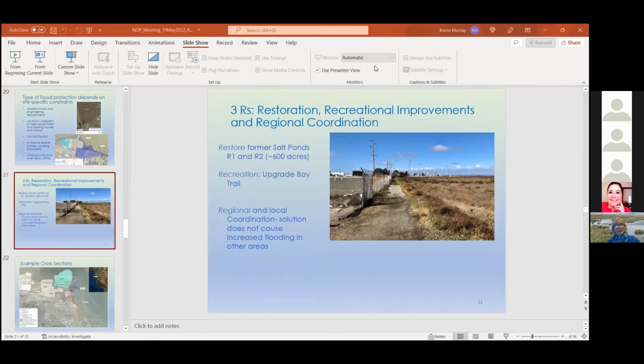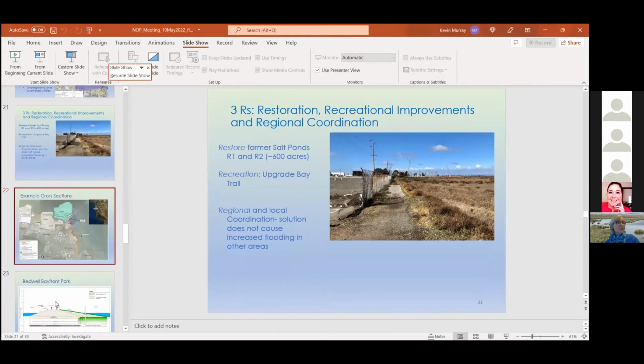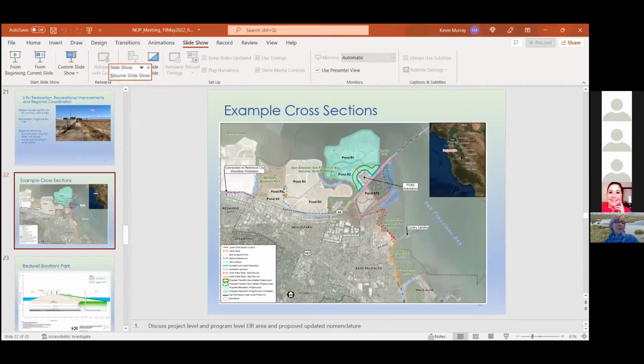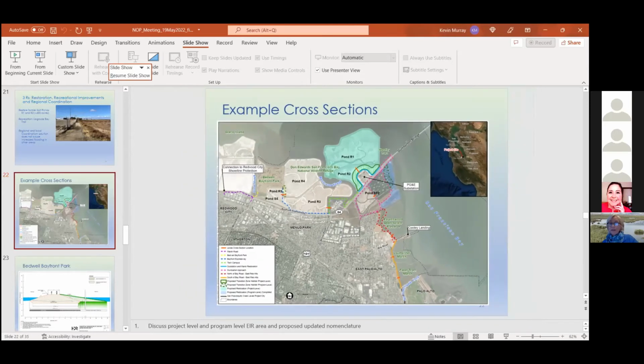And the next slide. And the next few slides are the conceptual cross sections that are presented in the. Sorry to interrupt. Would you mind slowing down just a little bit? Sure. Thank you so much.